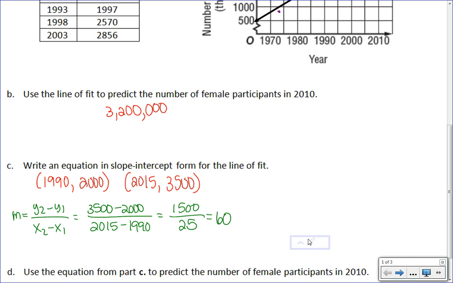The question asked us for an equation in slope-intercept form, so we definitely want it to look like y equals mx plus b. But we now have m, so we can replace that. So we have y equals 60x plus b. But we need to still find out what the y-intercept is. So we'll take one of the points that we have here, and we'll use this first one since the numbers are a little bit smaller. And we'll substitute that into our equation for x and y. So in this ordered pair, y is 2000, so 2000, 60, and then x is 1990.